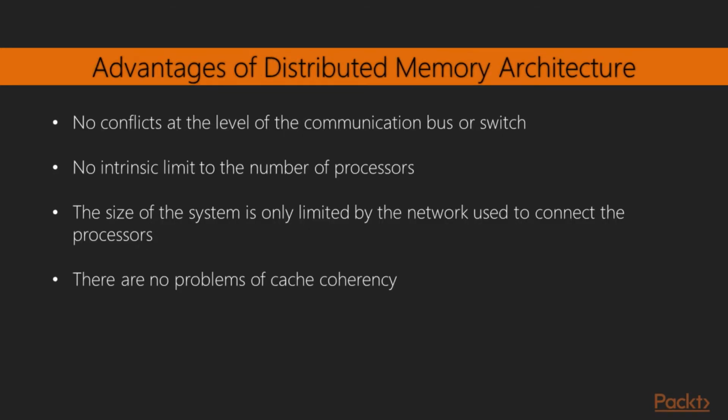This kind of organization has several advantages. At first, there are no conflicts at the level of the communication bus or switch. Each processor can use the full bandwidth of its own local memory without any interference from other processors. Secondly, the lack of a common bus means that there is no intrinsic limit to the number of processors. The size of the system is only limited by the network used to connect the processors. Thirdly, there are no problems of cache coherency. Each processor is responsible for its own data and does not have to worry about updating any copies.